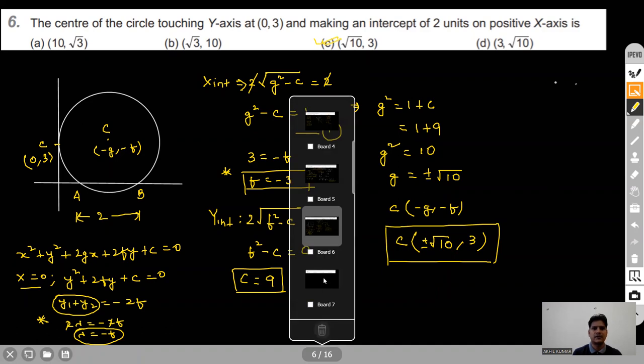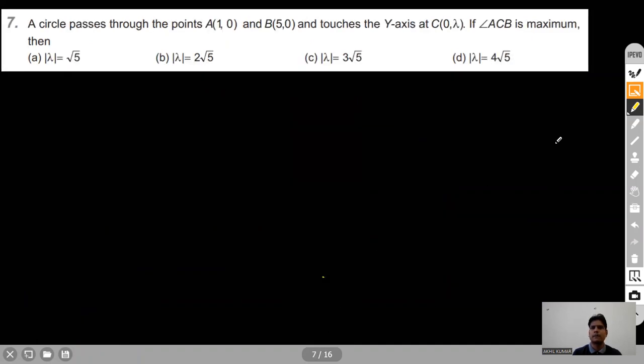So let's move to the next question, question number 7. It is saying a circle passes through point A whose coordinates are 1, 0 and B whose coordinates are 5, 0 and touches the y-axis at C (0, lambda). If angle ACB is maximum, then we have to find the value of lambda basically.